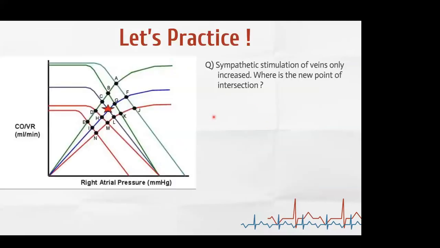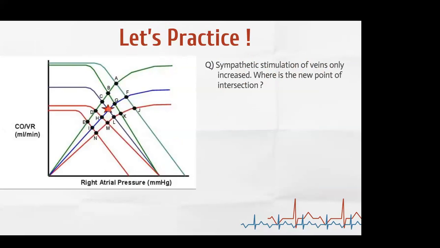So let's practice, okay? Sympathetic stimulation of veins only increased. Only the sympathetic stimulation of veins. So where's the new point of intersection? Let's take it step by step. What's the first question we ask ourselves? Which graph is affected? So which graph is affected in this case? Cardiac output. Let's think again, there's a trick in this question. Vascular function curve.